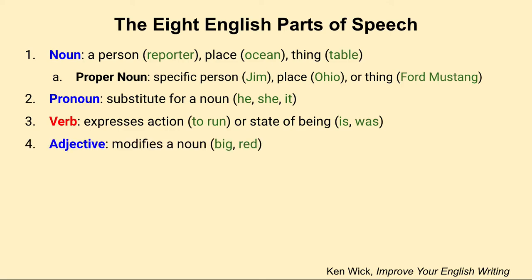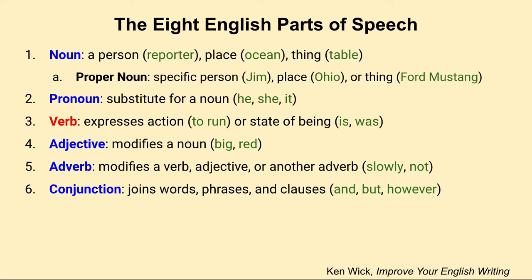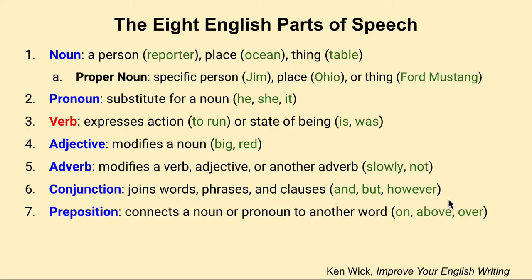An adjective, which modifies or describes a noun, so like big and red. An adverb, which modifies or describes a verb, an adjective, or another adverb, so like slowly or not. A conjunction, which joins words, phrases, and clauses. The 3 most popular are and, but, and however. A preposition, which connects nouns or pronouns to other words or sentence elements, so on, above, or over. And last but not least, interjections, which express feeling.